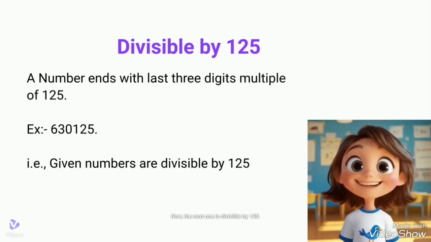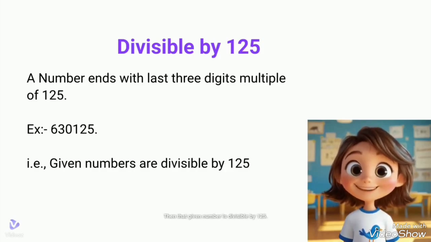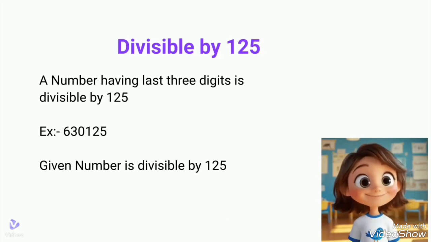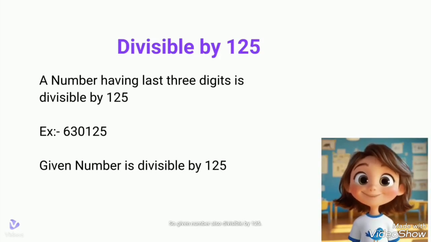Now, the next one is divisible by 125. If the last 3 digits of the given number are divisible by 125, then that given number is divisible by 125. For example, 630125 has last 3 digits 125, which is divisible by 125. So the given number is also divisible by 125.